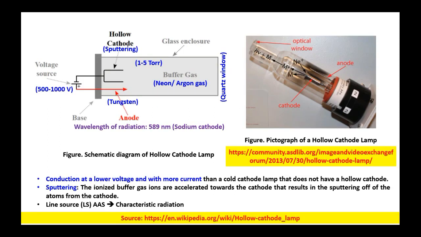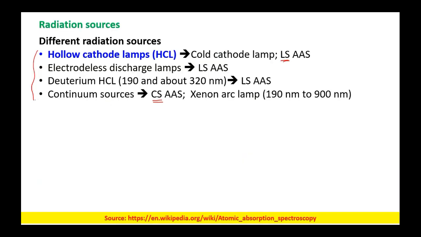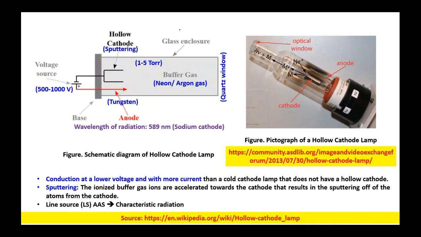Now, among the various types of radiation sources, the commercial atomic absorption spectroscopes usually have hollow cathode lamps. So we will discuss over here the construction and the functioning of the hollow cathode lamp. If you see over here, we have two electrodes. One is the anode and the other is the cathode.